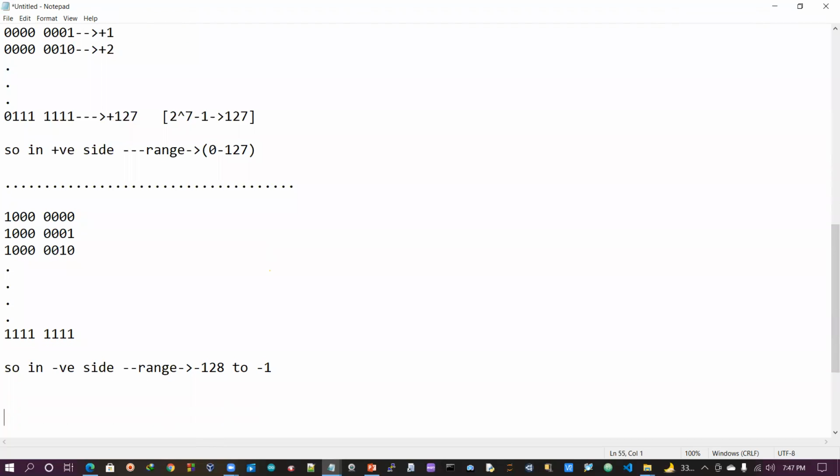Understand? So overall, what is the range, mixing both positive and negative? Negative 128 to yes, 127. Minus 128 to plus 127. Got this point? So this is the magic behind the mathematics. You should never forget this.